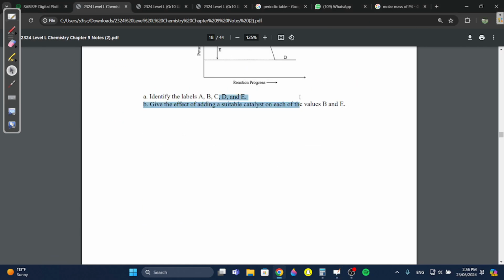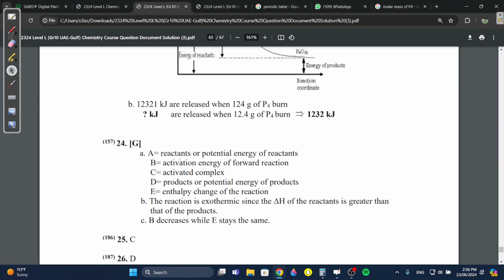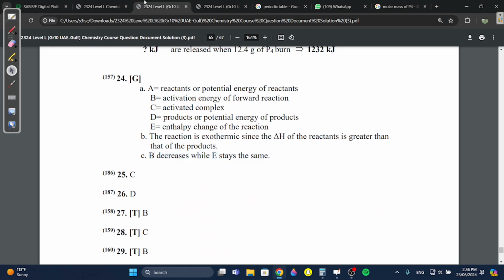Give the effect of adding a suitable catalyst on B and E. We know when you add a catalyst, delta H doesn't change, right? The only thing that changes is the activation energy, which becomes lower. So B decreases while E stays the same.